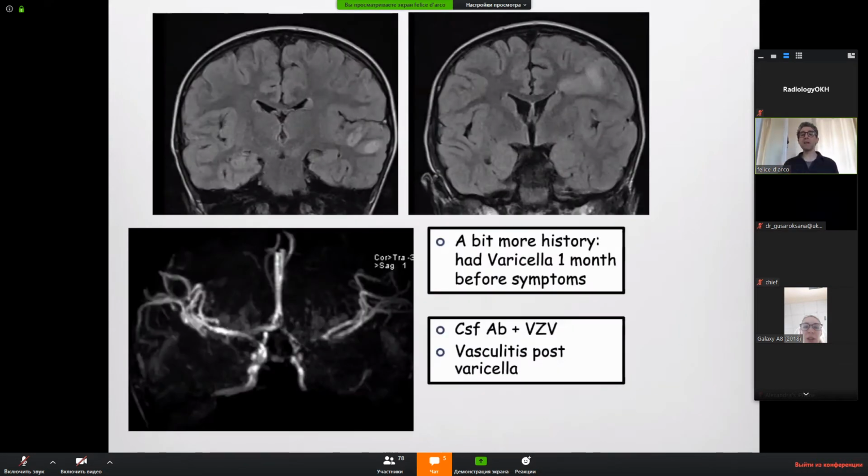And this is very important to know that one of the main causes of stroke in children is post-varicella. Because of course they do not have atherosclerosis, while in adults we have a lot of strokes for genetic causes.